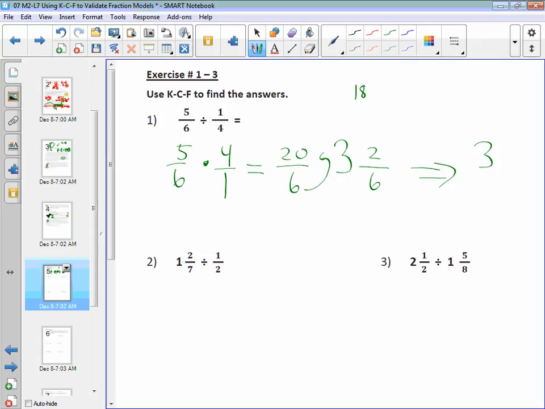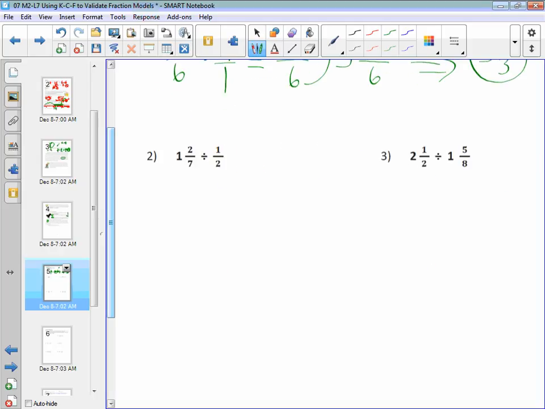I'll do one more with you, and the rest is you. Number 2. What do you have to do first? Go, John. Okay, what do we get? 1 times 7 plus 2. Get that first. And by the way, let me warn you, do not try to change everything into an improper fraction and do keep, change, flip in the same step. You'll get confused. Now I'll do my keep, change, flip.